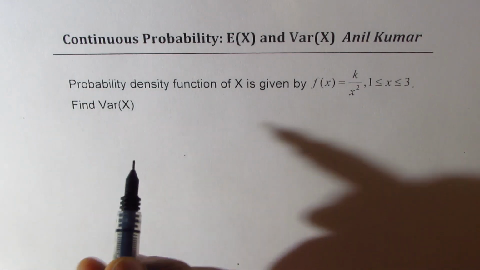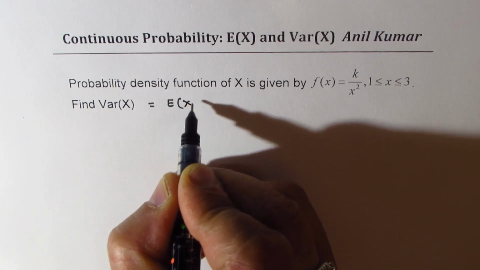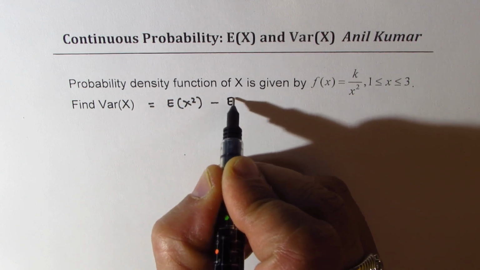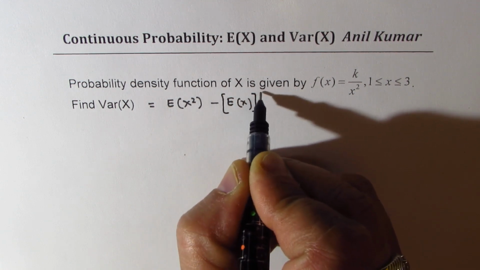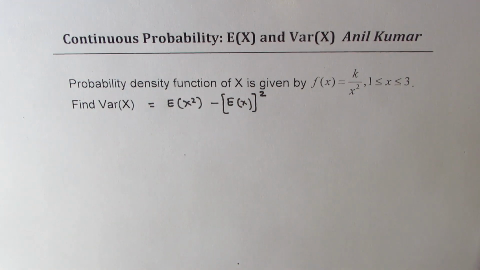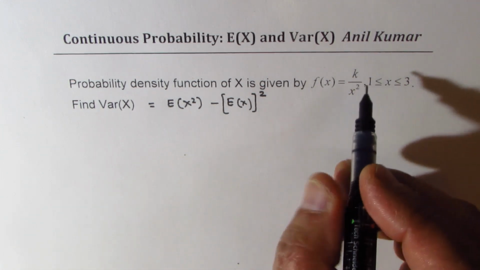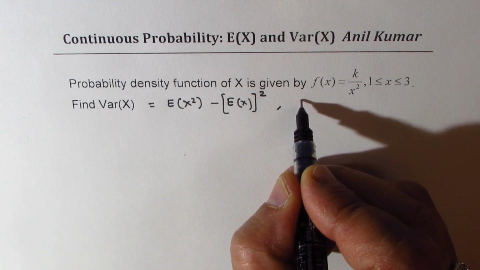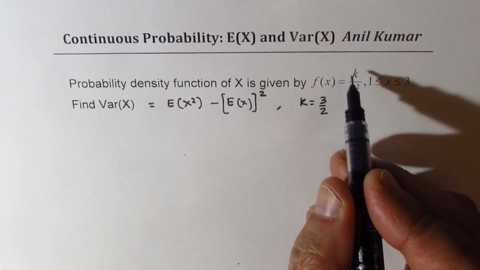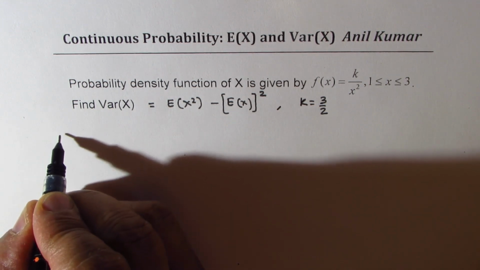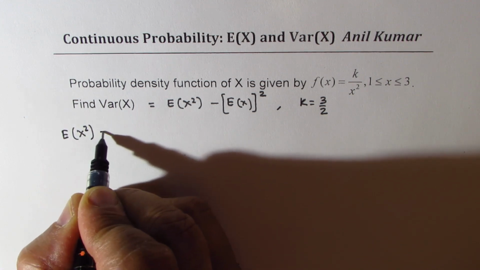Now we need to find the variance. We know variance is expectation for x squared minus e of x whole square, right? So that is the variance. So we need to find the expectation of x squared first. So let's do it. We also know that the function k is equal to 3 over 2, right? So the function is 3 over 2x squared. So let's find what is the expectation for x squared.